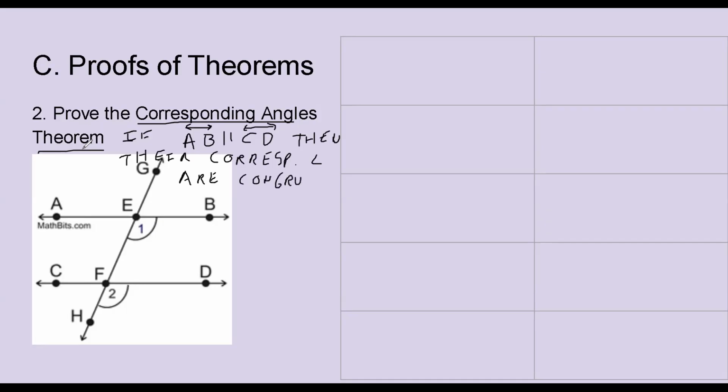So it's similar. We're doing a congruency proof, just like we did before. Only this one, we're given that the two lines are parallel, and hopefully from that, we should be able to prove that the corresponding angles, which again, in this case will be angle 1 and angle 2, are congruent. So on the left, we're going to write our statements. On the right, we'll put the reasons.